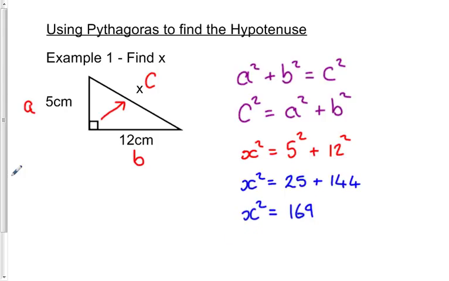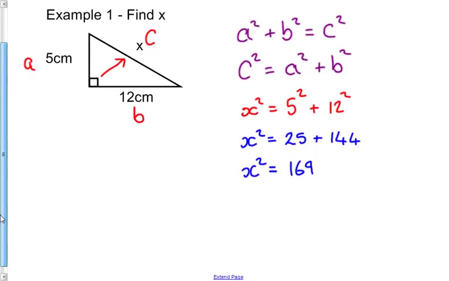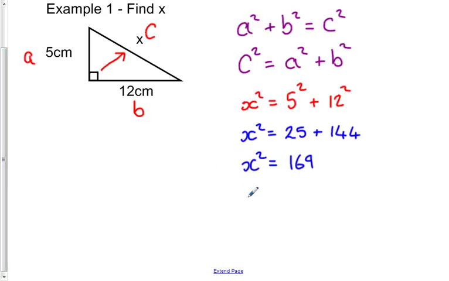And now, to reverse our squaring, we just want x on its own. We don't want it x squared anymore. We need to take the square root. Hopefully you've seen this before. It looks like a tick. So the square root of 169. We can type that into our calculator, press the square root button, type 169 and press equals. And we should get our answer of 13 centimeters.